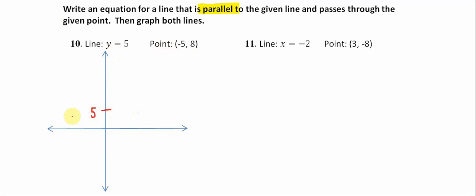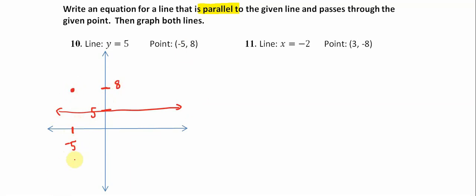So let's say we're gonna go 5, right? Now y equals 5 is a horizontal line, right? So it's a line that has a slope of 0. It's a horizontal line, and we want a line that's parallel to that. So the line we're looking for must also be a horizontal line, and it has to pass through negative 5, 8. So let's say negative 5 on the x-axis is here. This is 10. So maybe right here is 8. Okay? So it has to pass through this point.